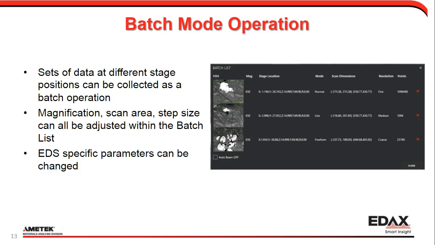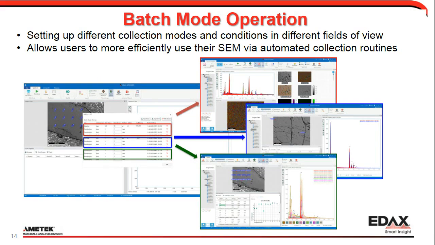Magnification, scan area, and step size can be adjusted within the batch list. EDS specific parameters can be changed as well. Batch mode allows the user to easily set up different collection modes in different fields of view. This example shows different collection modes in 3 different fields of view. Within each field, you can do spectrum collection, line scan collection, and mapping altogether.